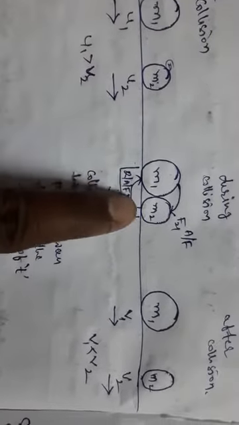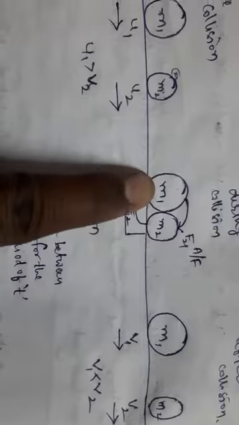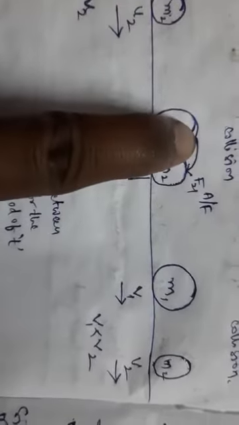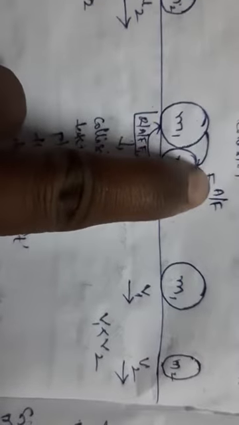During that collision, what will happen? Now I am explaining. During the collision, the first object exerts a force on the second object. That is, we call it F21. See here carefully. F21 we call the action force.